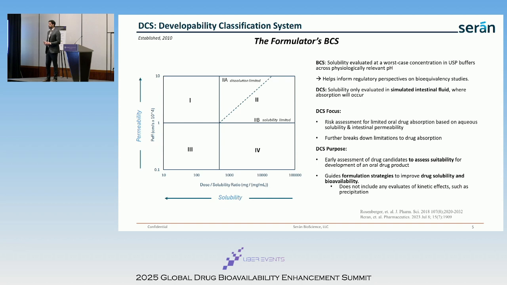So BCS is really focused on worst case solubility and USP buffers across a physiologically relevant pH. So it's really designed to help guide regulatory perspectives on bioequivalency studies. The developability classification system, on the other hand, it's more of a risk assessment for limited oral drug absorption based on aqueous solubility in the intestine, right? So it's really focused on where the API is going to be absorbed, right?